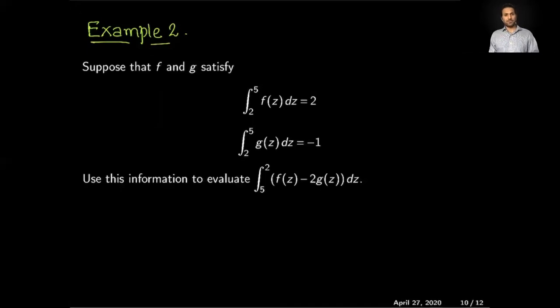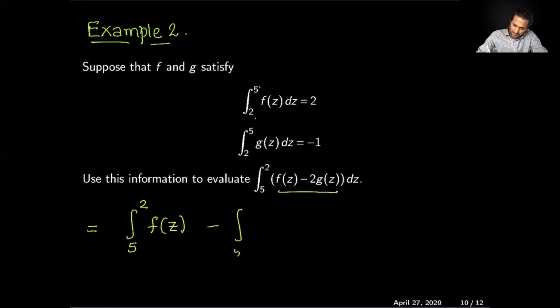Okay, I have one more problem. In this problem, I have been given the net change from 2 to 5 of the functions f and g, and I need to calculate the net change of the function f minus 2 times the function g. So the subtraction property says that the net change from 5 to 2 of f minus 2 times g will be the net change from 5 to 2 of f minus the net change from 5 to 2 of 2 times g.